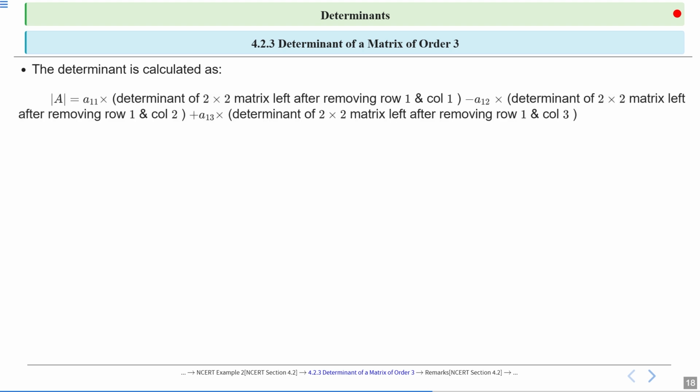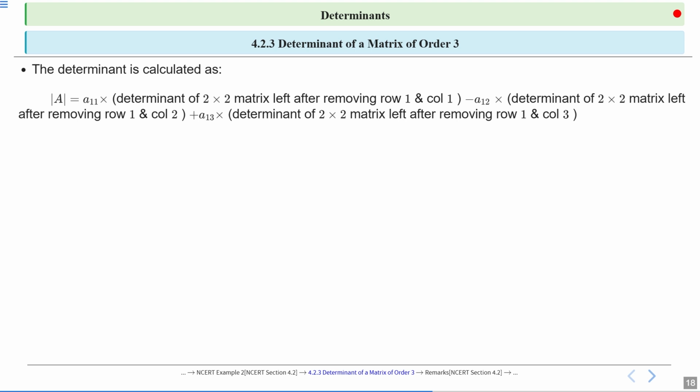So the general formula to calculate the determinant, we expand along the first row. We take the first element a11 times the determinant of the 2 cross 2 matrix left after removing row 1 and column 1, minus the second element, a12, times the determinant of the 2 cross 2 matrix left after removing row 1 and column 2, plus a13 into the determinant of the 2 cross 2 matrix left after removing row 1 and column 3. Okay. So whenever you have to find the value of a determinant, we can expand along any row or column.